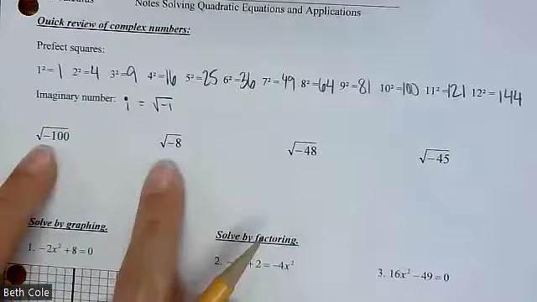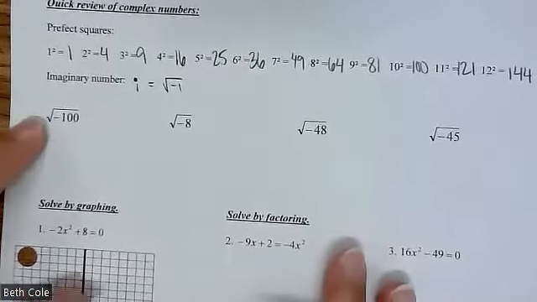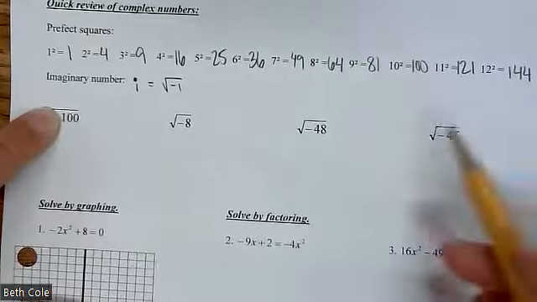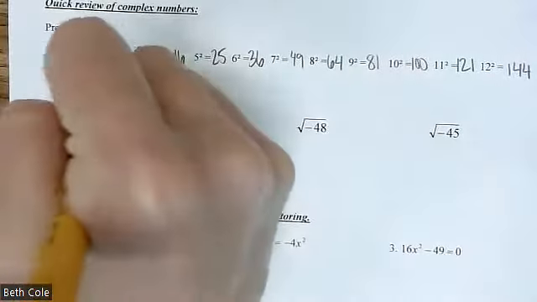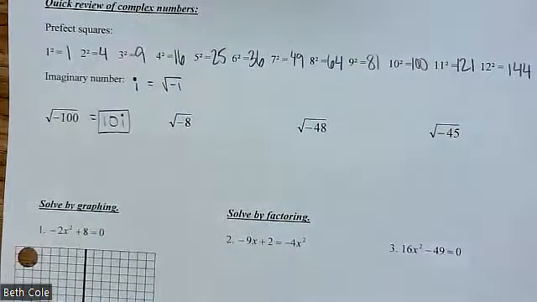Yeah, so if you have a negative under there, you're just going to put i because it's imaginary. So look at this one. Hey guys, let me cover up the negative for a second. What's the square root of 100? 10, but because there's a negative there, it will be 10i. Listen, it doesn't make your answer negative. It makes your answer imaginary.